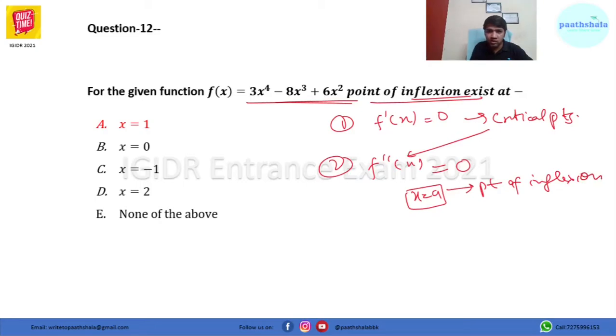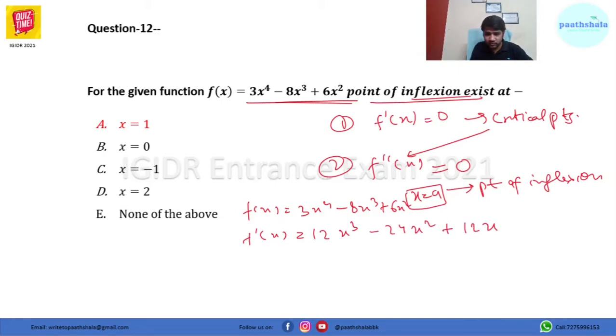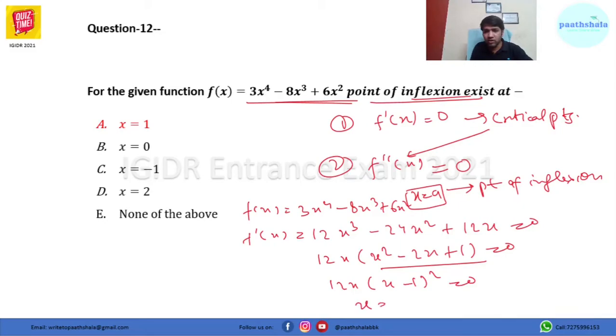Okay, so now let's differentiate the above function f(x) equals 3x power 4 minus 8x cube plus 6x square. So f dash x will come out to be 12x cube minus 24x square plus 12x. So equate it to 0. Now we can take 12x as common. This will come out to be x square minus 2x plus 1 equals 0. This is nothing but the whole square of x minus 1. So this will come out to be 12x times (x minus 1) whole square. Okay, so from here we'll get the values 0 and 1.